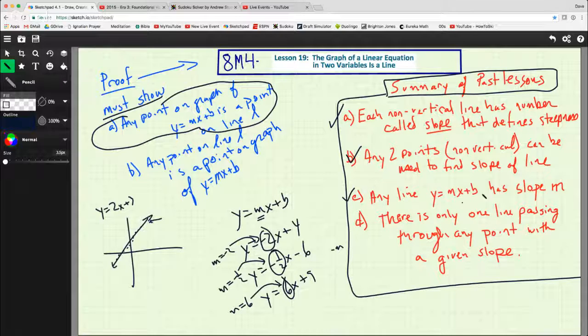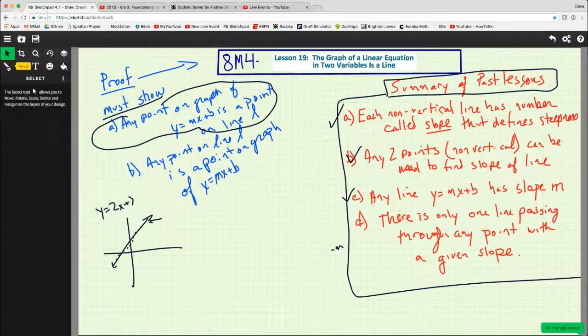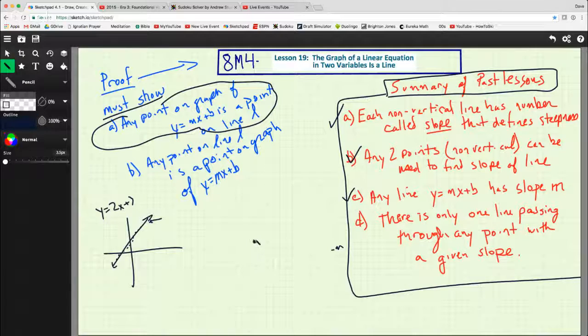And then the fourth thing that we learned is that if you have a point, any point that's on a line, and say that's at (2, 2), and we have a slope of 3, up 3 over 1, up 3 over 1, up 3 over 1. There's only one line that will go through this point with that slope.